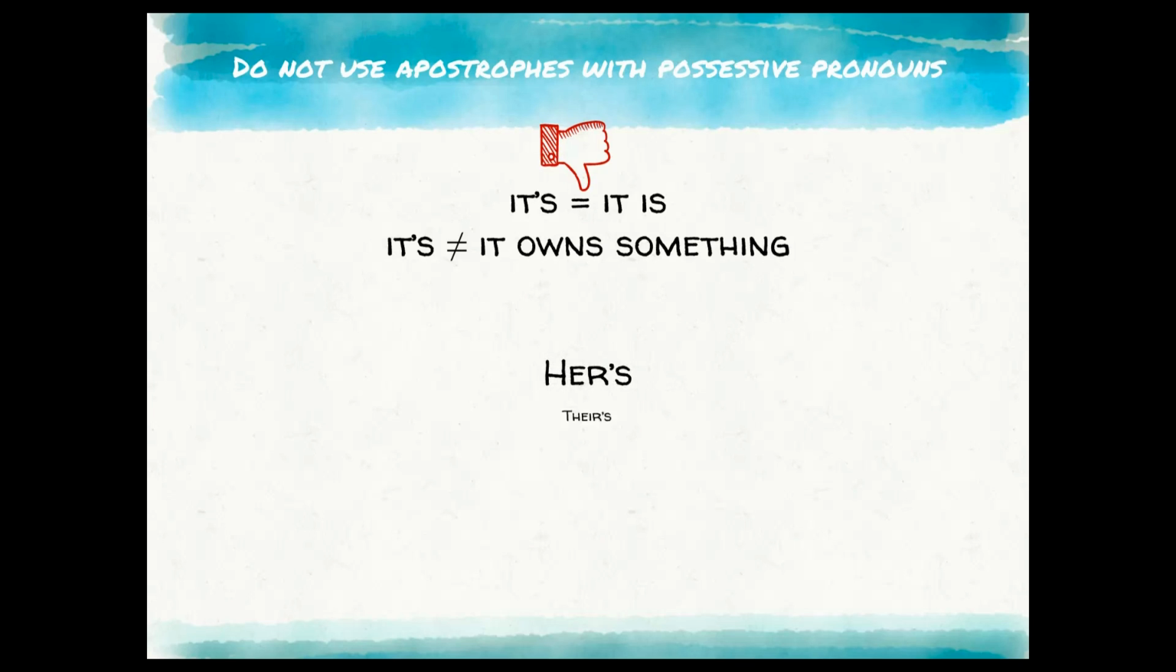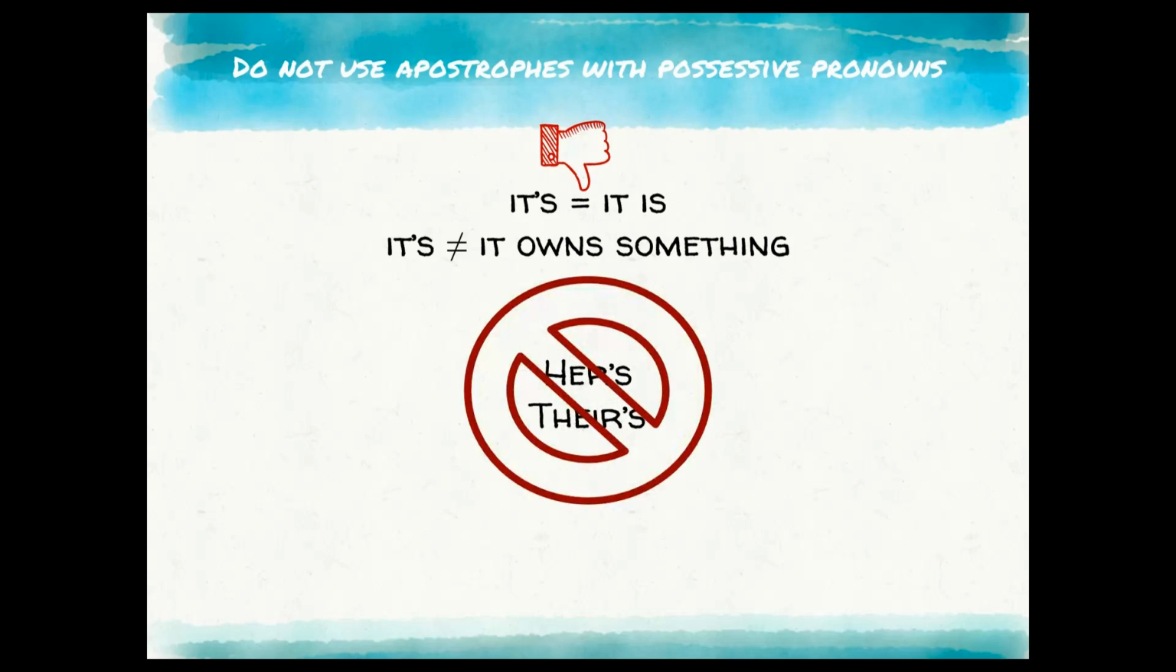Same thing with hers or theirs. Those don't exist because you would never say her is or there is, using her and their like they are in this sentence as pronouns. So with possessive pronouns, you do not use apostrophes.